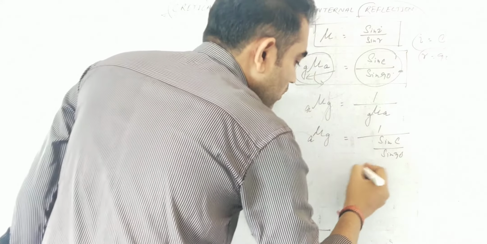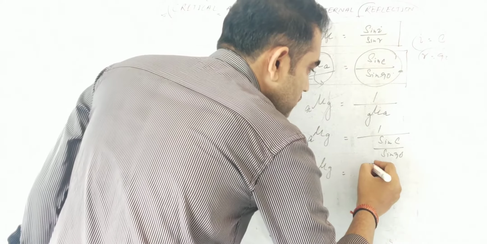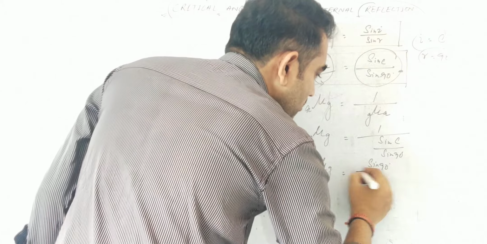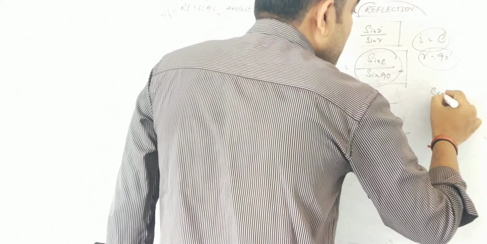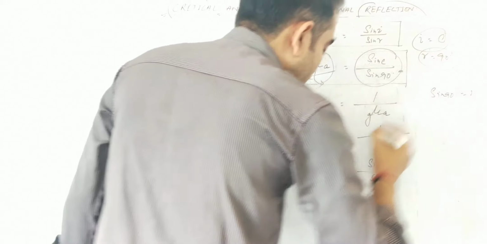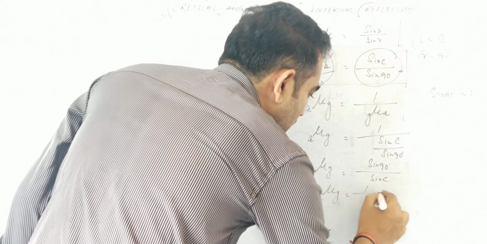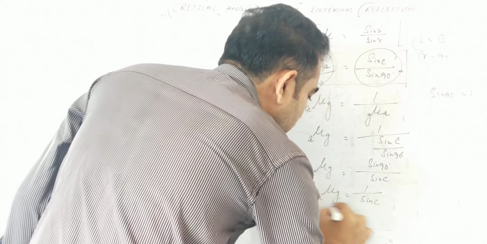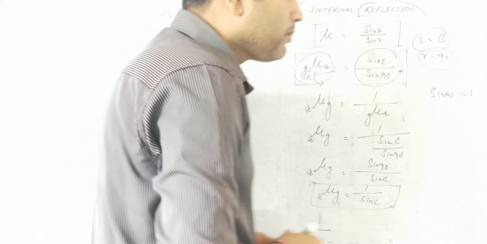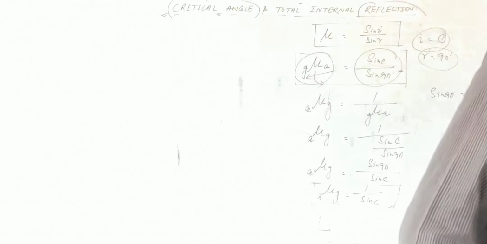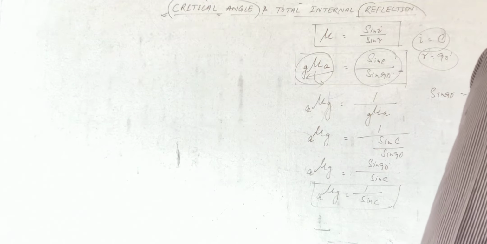And it will be equal to, glass with respect to air equals sin 90 degrees by sin C. The value of sin 90 is equal to 1. So here we have mu Ga equals 1 by sin C. So the refractive index of a particular medium is inversely proportional to the sin of the critical angle. So this one is completed, we did the critical angle.